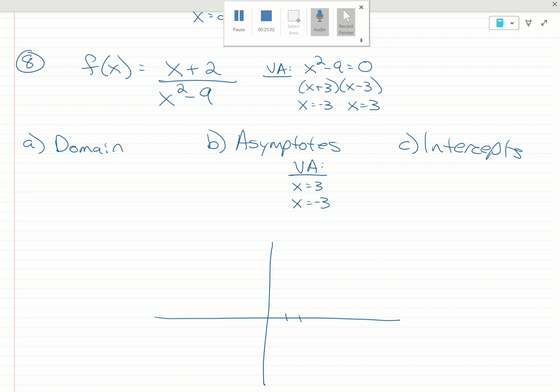So I'm going to go ahead and get this set up. This is when x is equal to 3 and x is equal to negative 3. Next is the horizontal asymptote. Because the top power is 1 and the bottom power is 2, the top is smaller than the bottom, which means y is equal to 0.